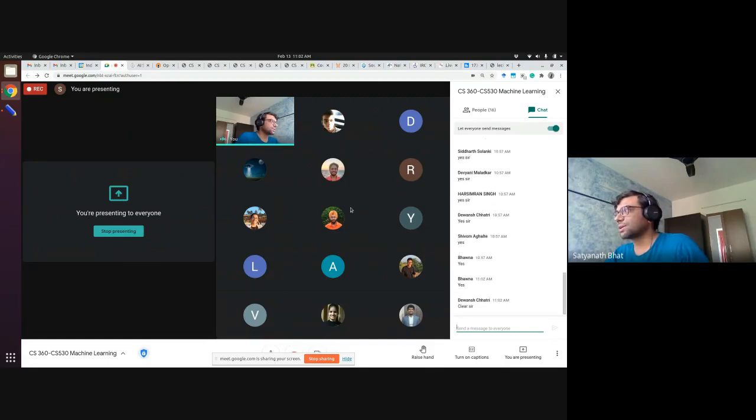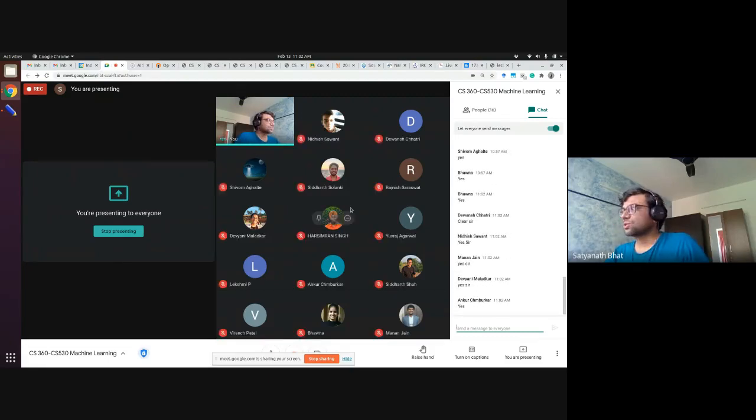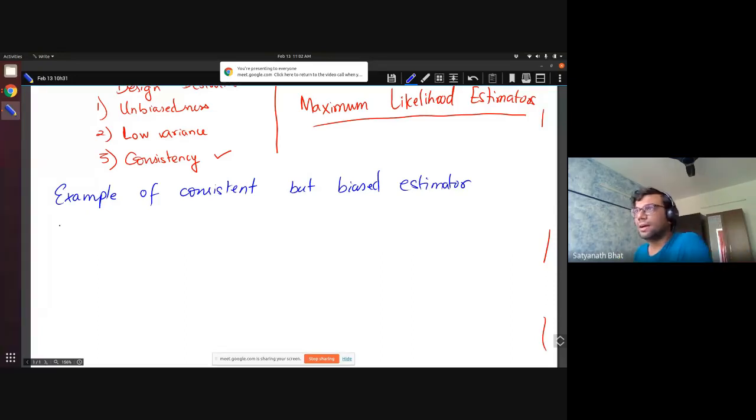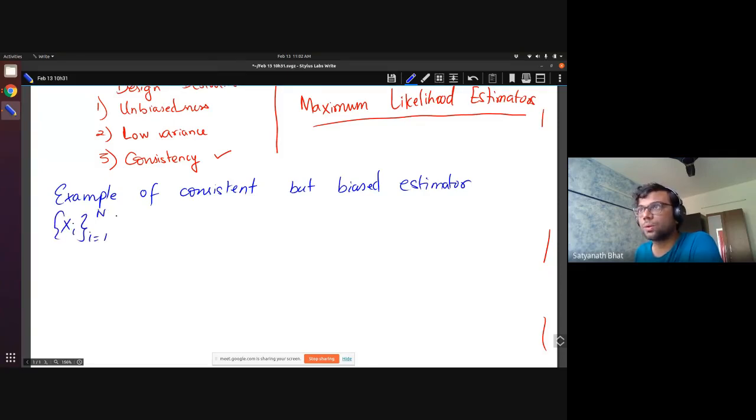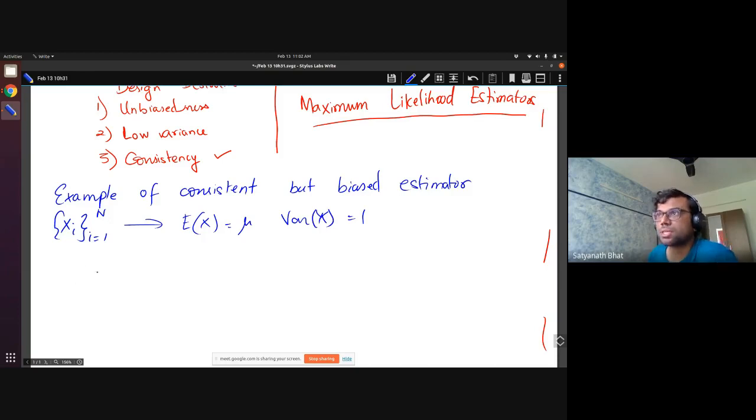Okay, all right. So now coming back, let's look at this example of a consistent but biased estimator. What we are given is x_i, i equal to 1 to n, coming from some distribution whose expected value is equal to mu, and variance, let us say, is 1; it's not important. So we are getting n samples. Now what I am going to construct is an estimator, let us say R_n, which is going to be 1 over n plus 1 times the summation of x_i, i equal to 1 to n.